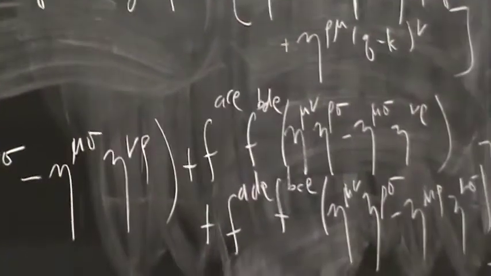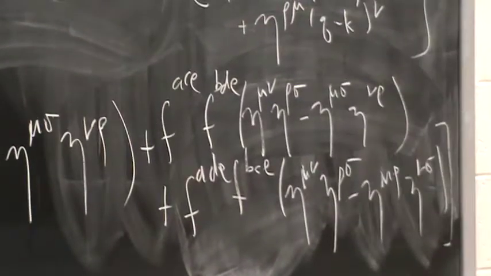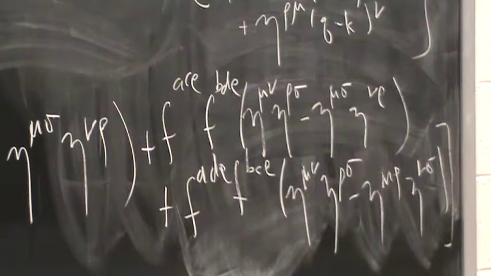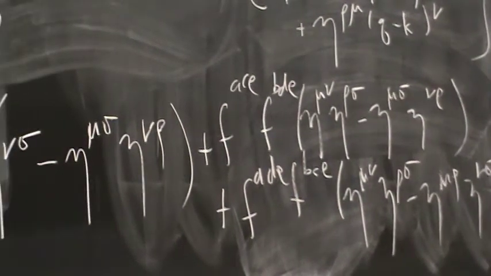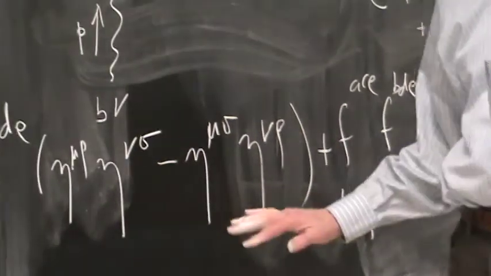Okay, so you can see why people went to the trouble of writing computer programs to work some of these things out. And these are the diagrams that occur in lowest order.